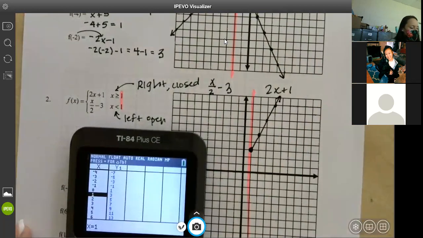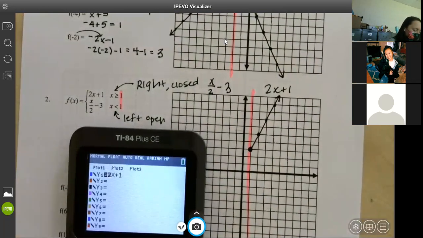Okay. For the second one, you have x over 2 minus 3. You can do it like this. You can do alpha y equals. I'm not a fan of alpha y equals on this one, only because when it gives you your table, it'll give you fractions. And most of you like decimals when you're trying to graph.